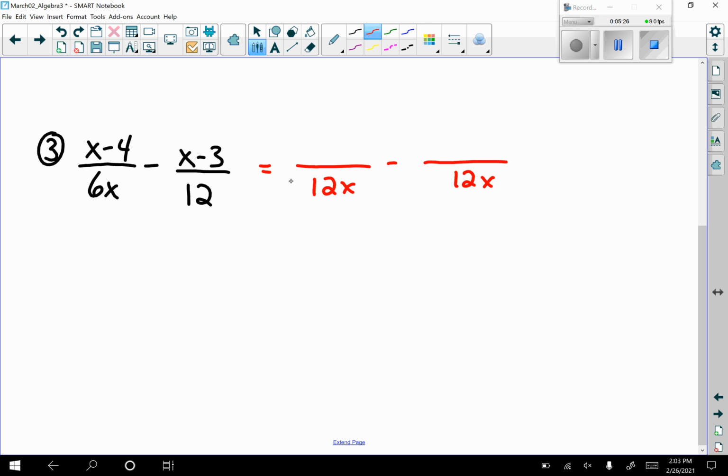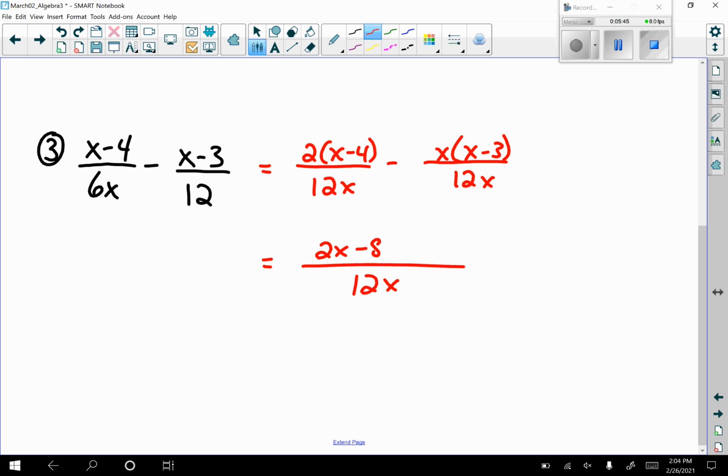Now I adjust the numerators. 6x got multiplied by a 2, so the quantity x minus 4 needs to get multiplied by 2. The 12 got multiplied by an x, so I need an x here. Now remember, I want to keep denominators. This is not an equation. I make one fraction over the LCD, and I carefully distribute.